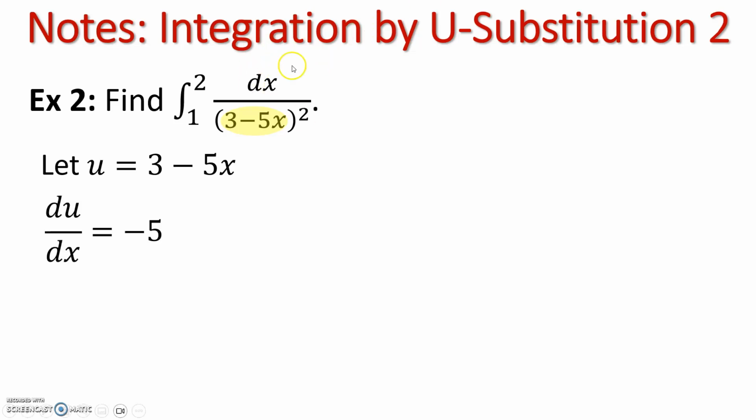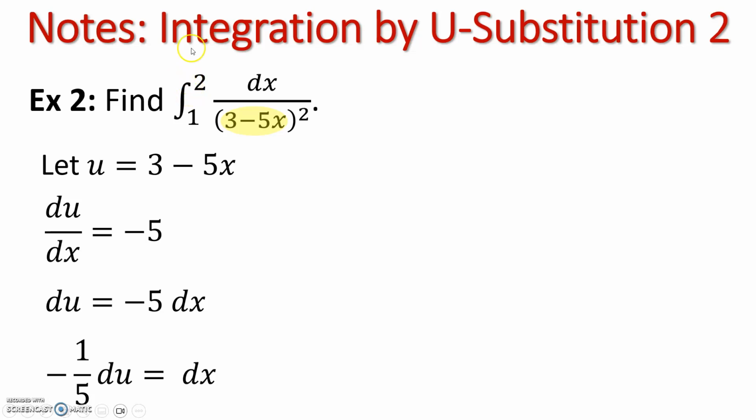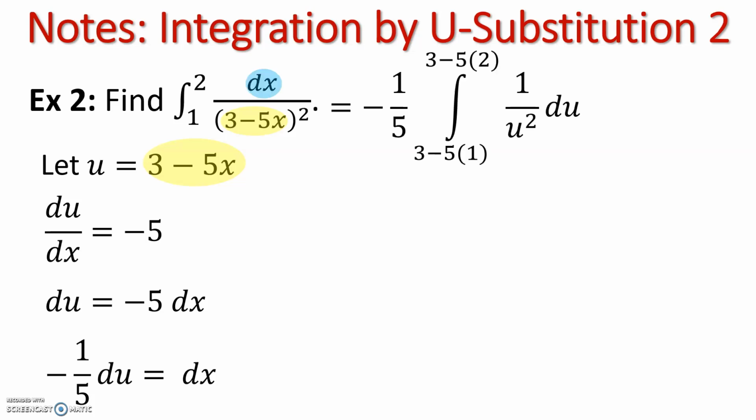Now, our expression here only has a dx. So when moving the dx to the other side, we get du is -5 dx, but we only want dx. So we'll divide both sides by -5, leaving us with -1/5 du is dx. We notice here the 3 minus 5x will become u, and the dx will become the -1/5 du.